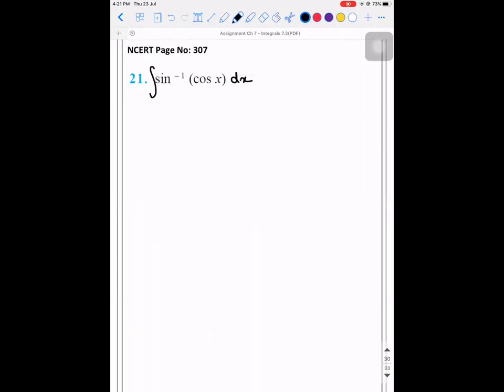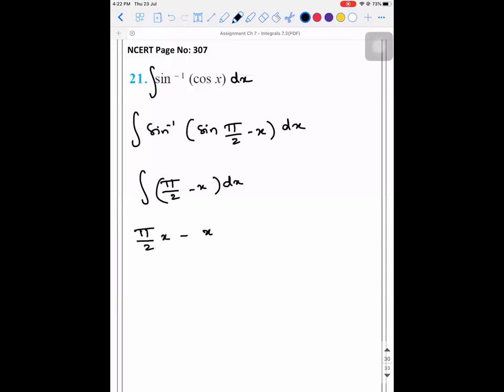So when can you eliminate sine inverse? When you have cos x is equal to t, sir. No need, it is sine of pi by 2 minus x. So sine inverse of sine of pi by 2 minus x is pi by 2 minus x, that's it. So this will be pi by 2 x minus x square by 2 plus c. Please check the answer. Correct, sir.